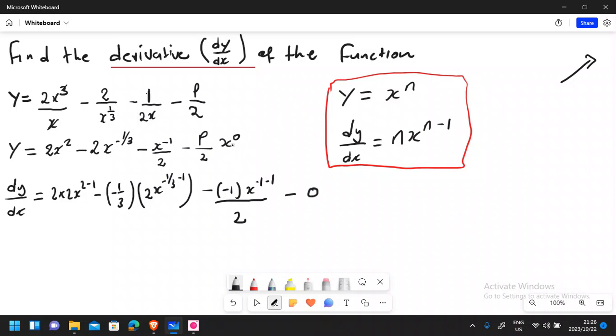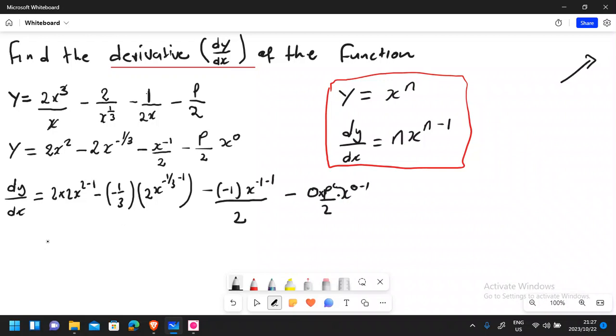So you can do it this way in terms of x, where you say your n now is 0, and then you're going to have p over 2 multiplied here, and then 0 multiplied by x to the power of 0 minus 1. But this stage is not necessary, guys. Everything here is going to give us 0.